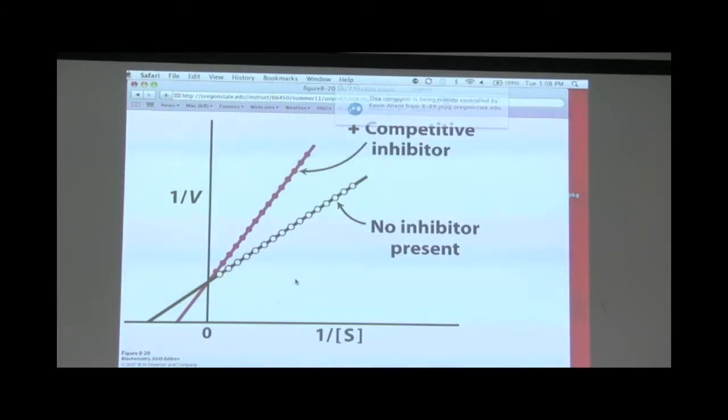Well, from just the information that you had yesterday that the Vmax does not change, you would already know one point for the competitive inhibitor. And that one point would be right here. You know the Vmax doesn't change, and so 1 over Vmax isn't going to change either, so those two lines are going to cross at that point.